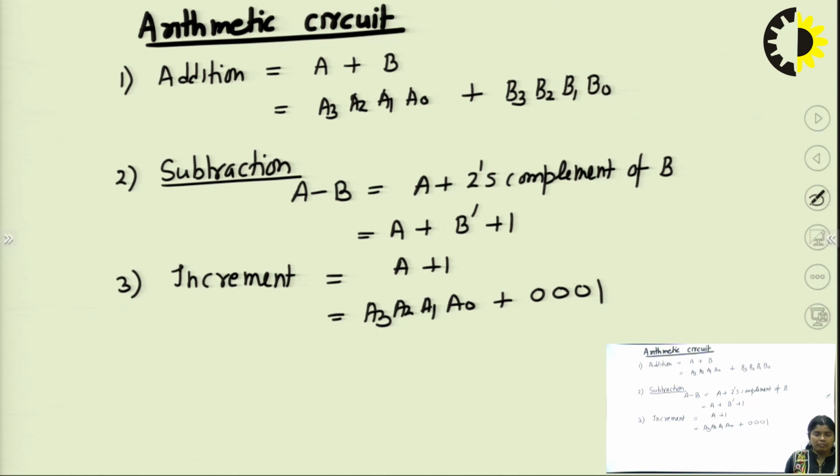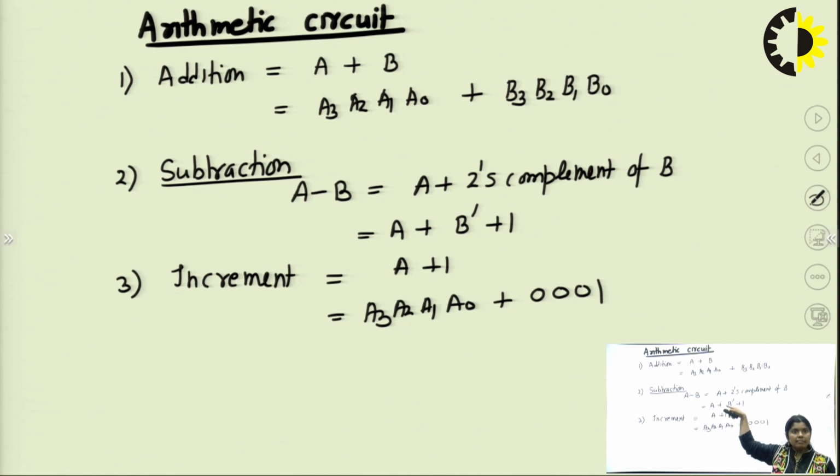Now, in the subtraction operation, as we took in the previous one when we studied the subtractor circuit, it is A minus B. A minus B we can write as A plus the 2's complement of the second variable, and here the second variable is B. So, A plus the 2's complement of B means the 1's complement plus 1. So it is written here as A plus B complement plus 1.